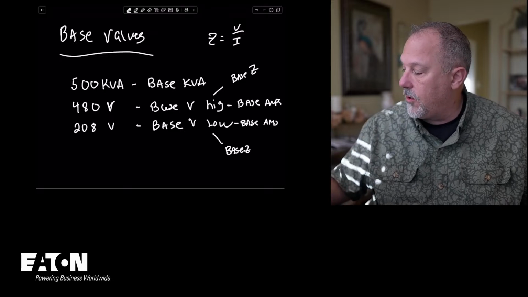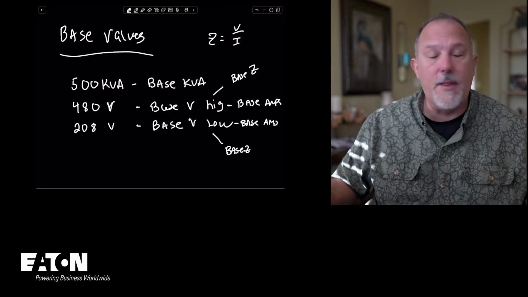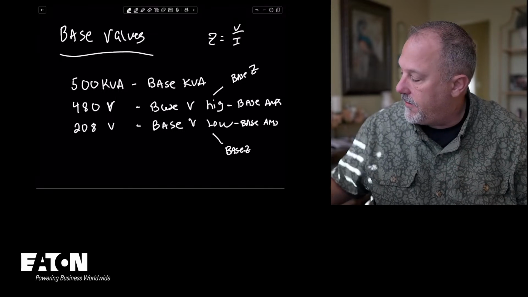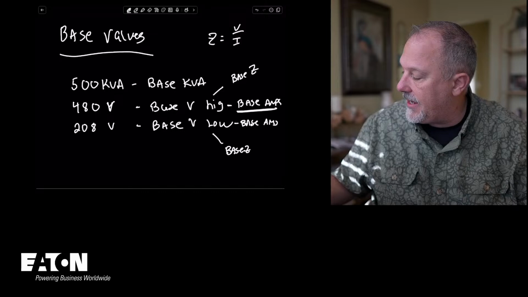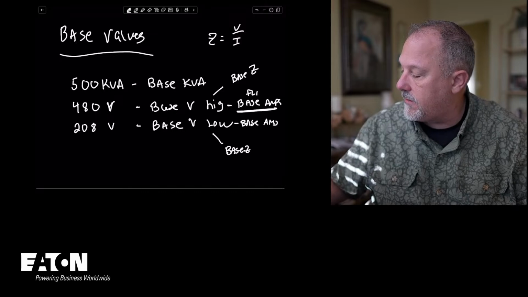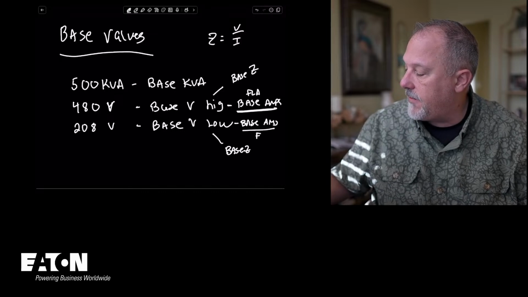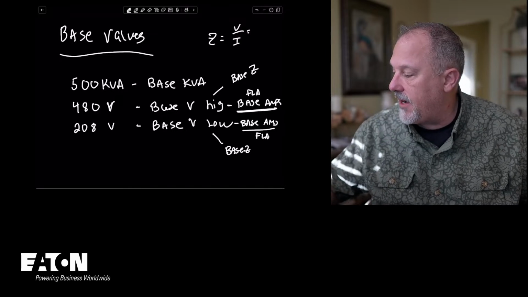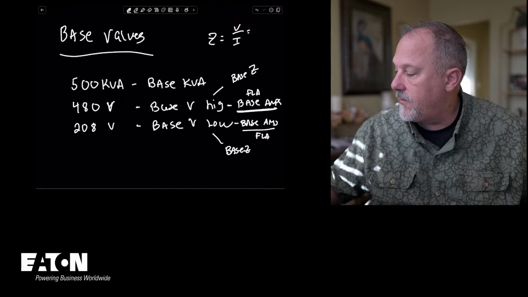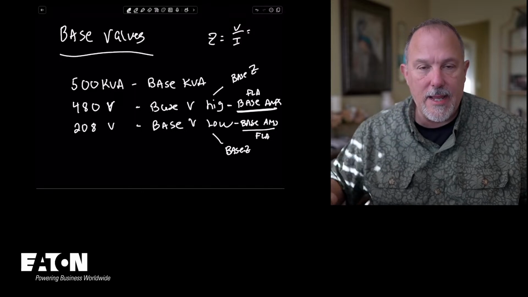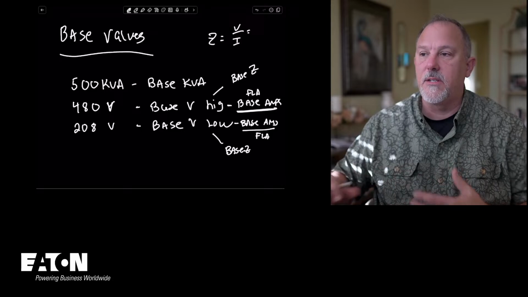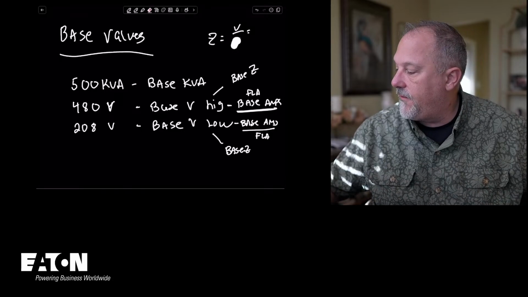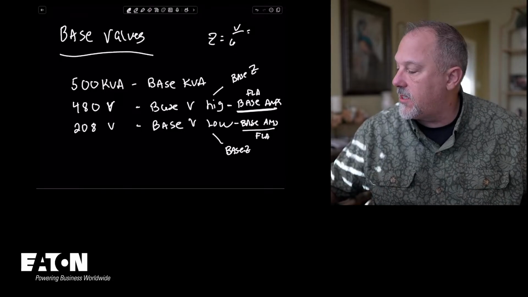So for the high side, my base amps is my full load amps. And for the low side, my base amps is my full load amps. So I have my voltage divided by my base amps, and that's how I get my base Z. So remember, my full load amps on the primary was 601.4.